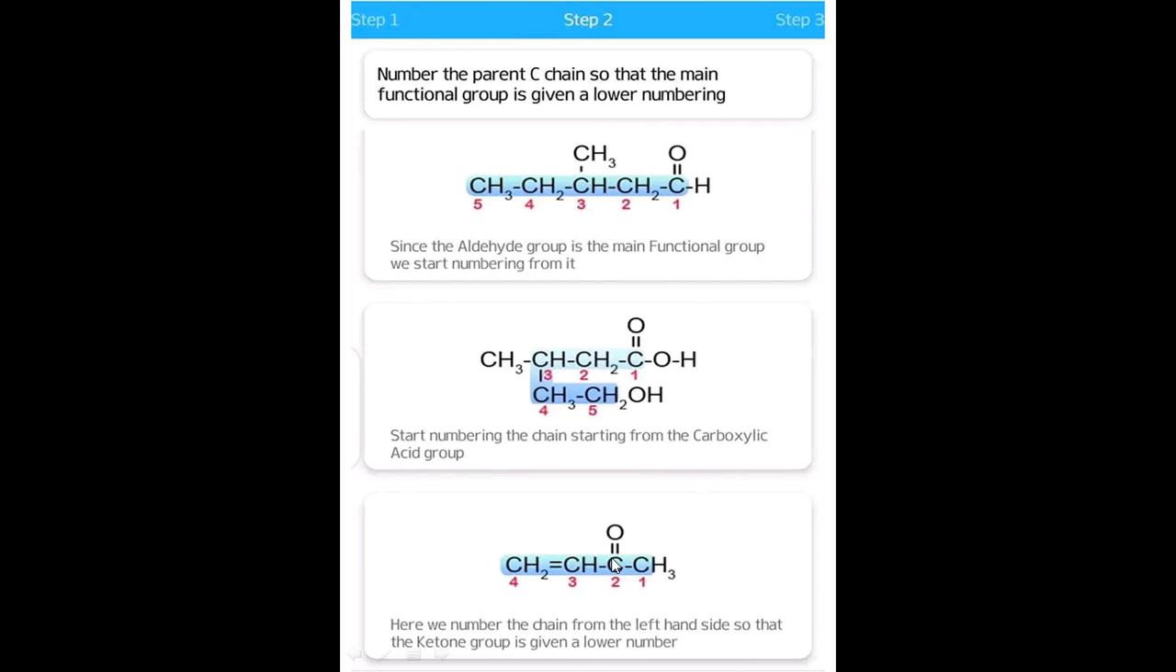We come here to the main chain, which contains the ketone. We can choose to start from this side, but when you count 1, 2, 3, the ketone will be numbered carbon 3. But you want to give the least number to the ketone, so we start from the right side. Carbon 1, carbon 2, which is the ketone, carbon 3, and carbon 4.